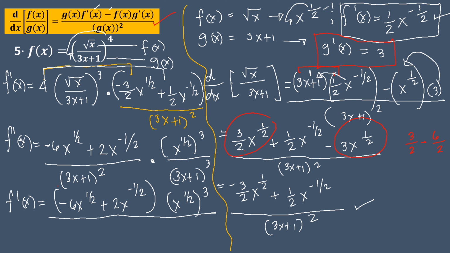Remember that we have a common base which is 3x plus 1. Thus we just simply copy the 3x plus 1, and then 2 and 3 can be added because they are of the same base. So therefore, this will be 3x plus 1 to the power of 5 already. And so far, this is our derivative of the given f of x is equal to the quantity of square root of x over 3x plus 1 to the power of 4.